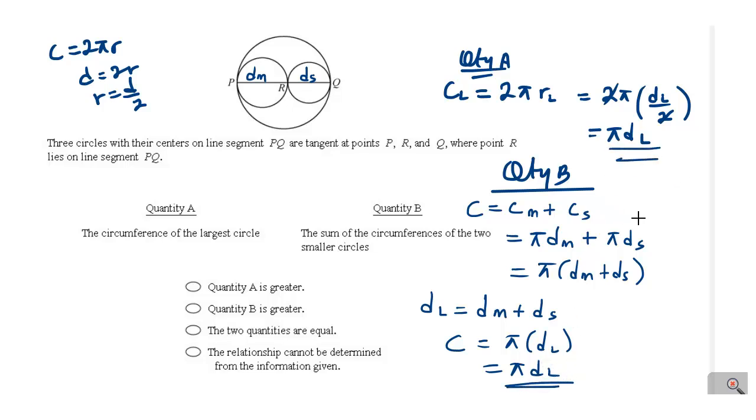So this is pi D_L, and this is pi D_L. By observation, like I said earlier on, the two quantities are equal. So the correct option is option C. This is pi D_L, and this is also pi D_L. So that is that about that.